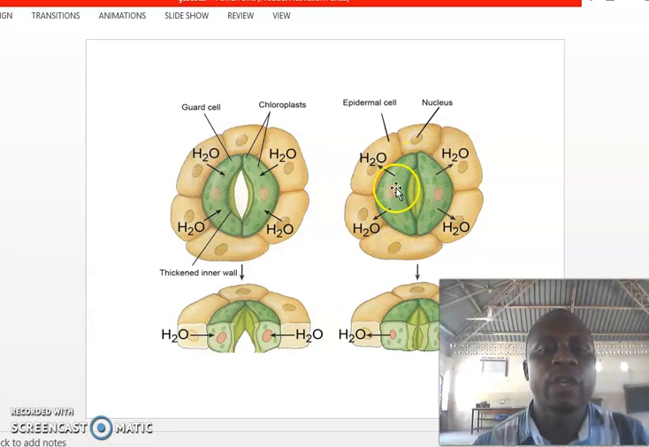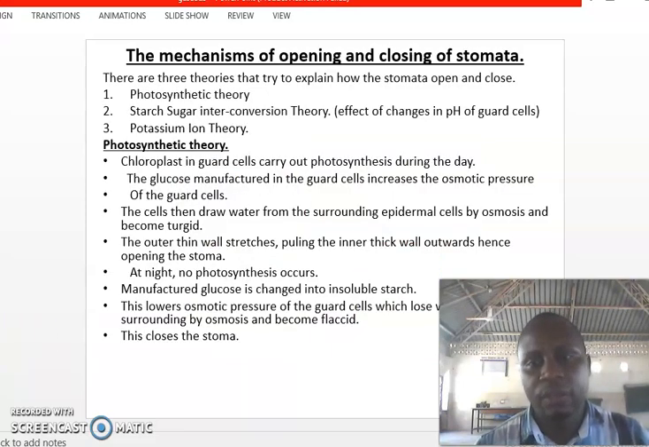Hence, the guard cells will lose water by osmosis to the nearby epidermal cells. As the guard cells lose water, they become flaccid, hence closing the stomata. So that is the photosynthetic theory. Good. So, what have you learned about the photosynthetic theory?